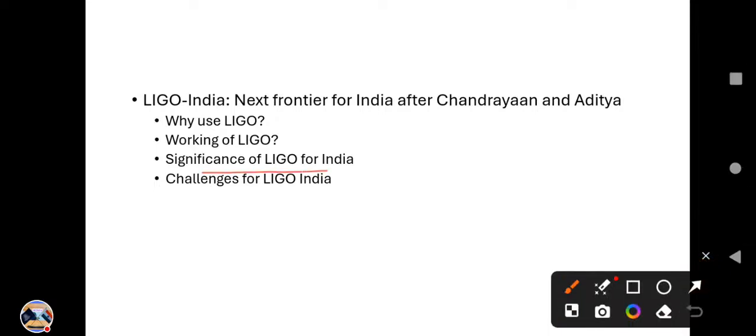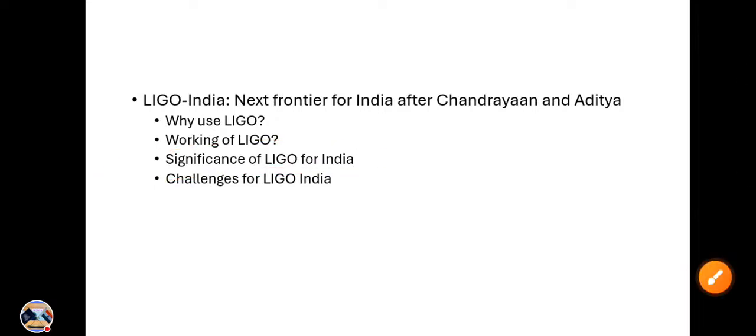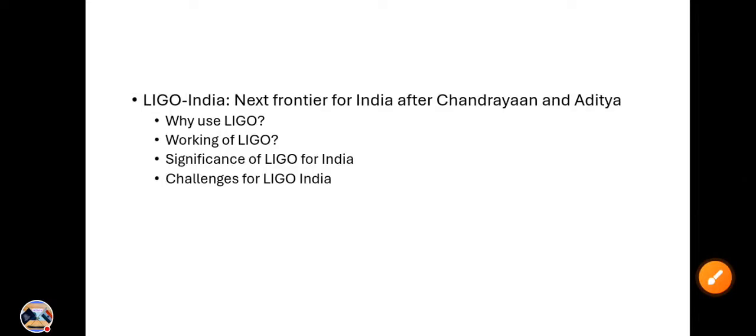And what are the various significance of LIGO for India? Various significance like advancing scientific research, technological advancements in various fields, human resource development, educational outreach, international collaboration among various countries like the United States, economic and industrial benefits, and cultural impacts. So these are some significance of the LIGO India study for India.